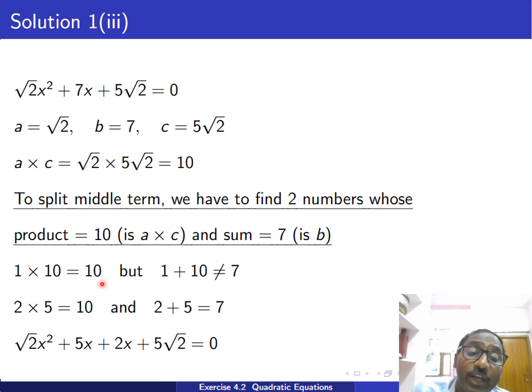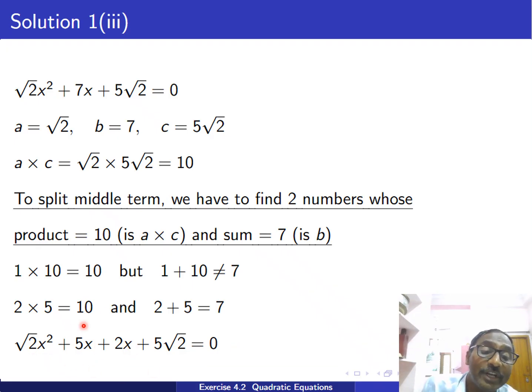So 1 times 10 equal to 10, but 1 plus 10 is not equal to 7. 2 times 5 equal to 10 and 2 plus 5 equal to 7. So root 2 times x square plus 5x plus 2x plus 5 root 2 equal to 0.